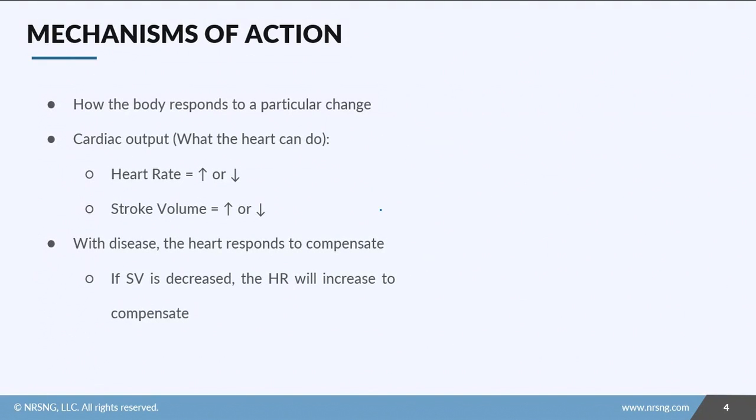So the human body is extremely fascinating, and it has a great ability to compensate. And when we look at mechanisms of action, we're talking about how the body responds to a particular change. So let me explain how this works. When we're talking about cardiac output, we're talking about what the heart does in response to different things from the body. Well, the heart can increase or decrease the heart rate, or it can increase or decrease the stroke volume. And with disease, what the heart tries to do is to compensate. So let's say if the stroke volume is decreased, the heart rate's going to increase to compensate, because we want to maintain that level of cardiac output.